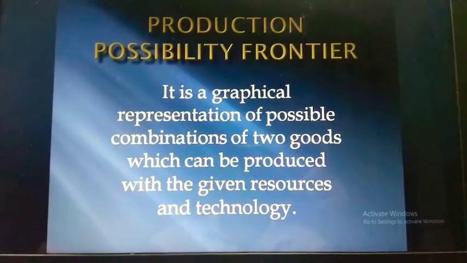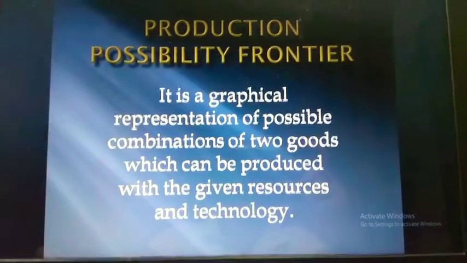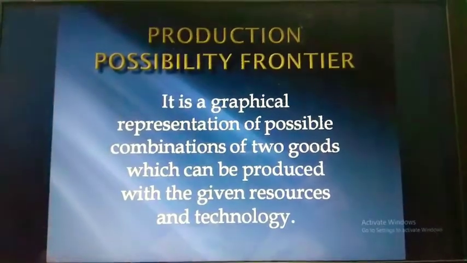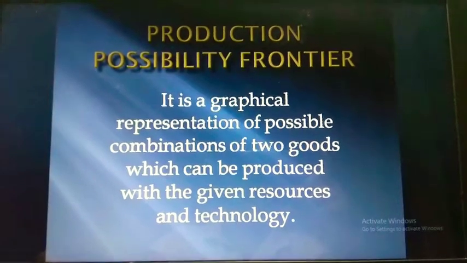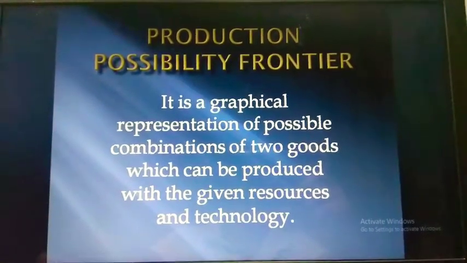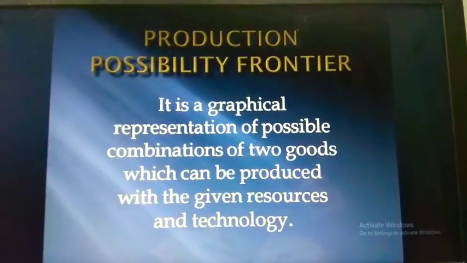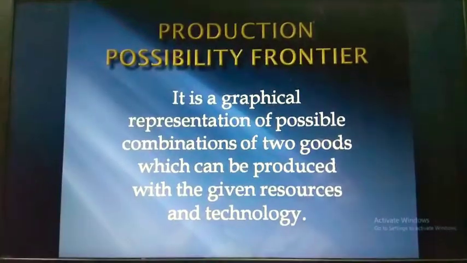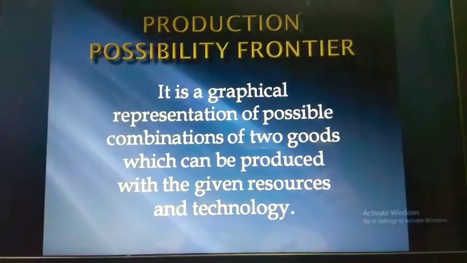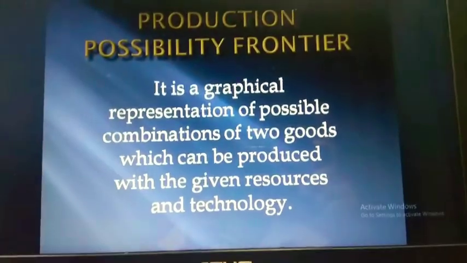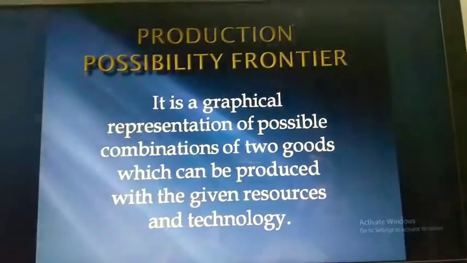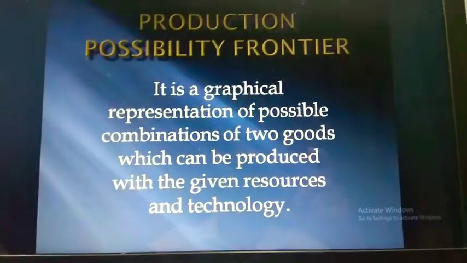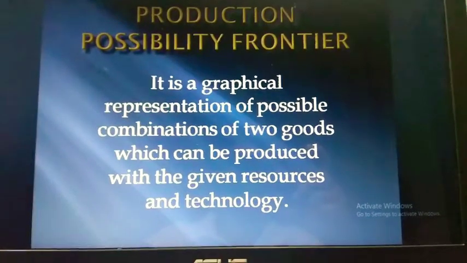Why graphical? Because we are going to study this with the help of diagrammatic presentation of possible combination of two goods. Why only two goods? This is an assumption that we are taking the combination of two goods only. Two goods because when we show on a graph paper, we have only two axes, that is x and y. So it is only possible to show two goods. Possible combination can be any combination of civil and war good, consumer and capital good.